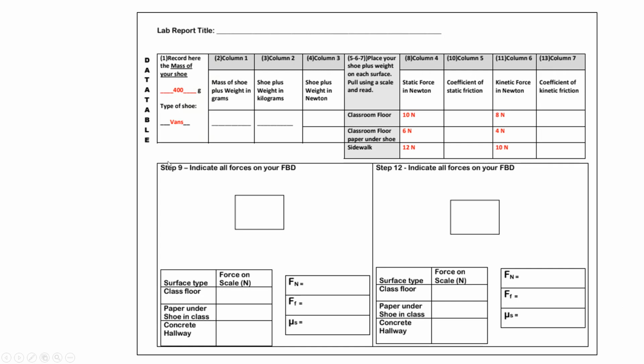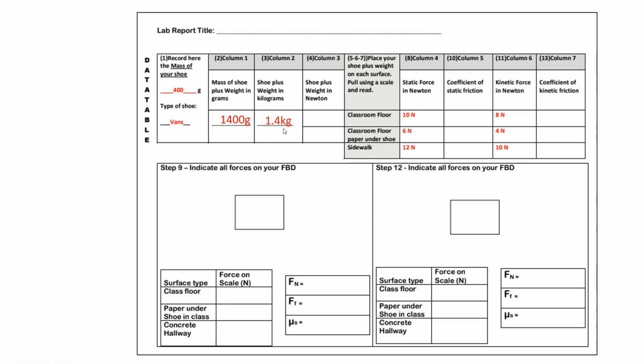The first thing you're going to do is complete column 1. You are going to add the mass of the shoe and the weight, which is 1000 grams. So we have 1400 grams. Now we are going to convert the grams to kilograms by dividing this number by 1000. So now we have 1.4 kilograms.